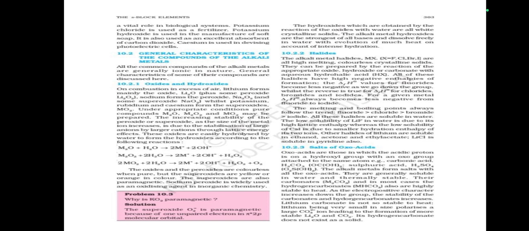Salts of oxoacids. Oxoacids are those in which the acidic proton is on the hydroxyl group with an oxo group attached to the same atom. Examples: carbonic acid H2CO3, that is OC(OH)2, and sulfuric acid H2SO4, that is O2S(OH)2. The alkali metals form salts with all the oxoacids.